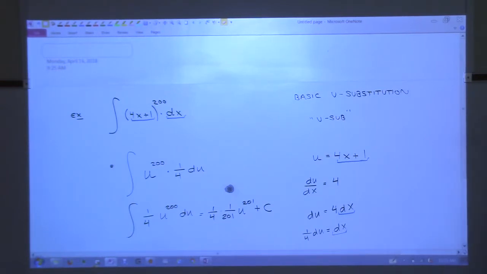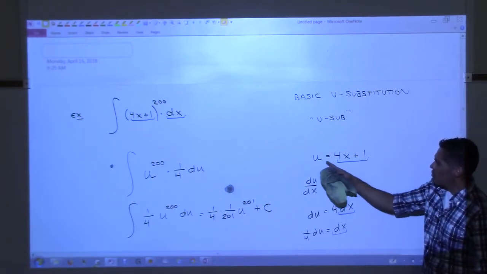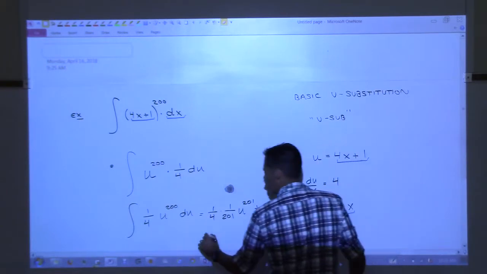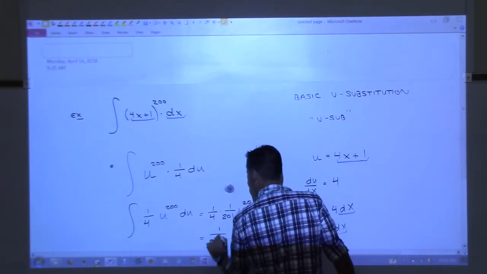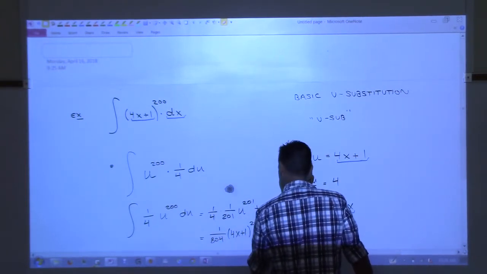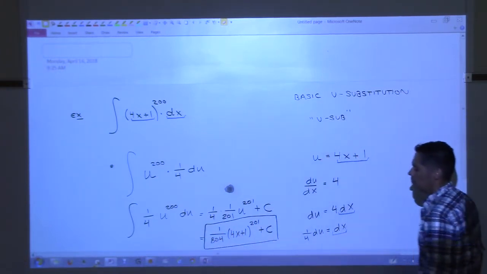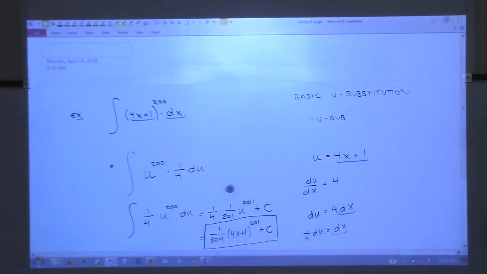Get u back to what it was, right? I mean, you've got to get everything back to x. So u was 4x plus 1. So I'm going to rewrite this as 1/804 (4x plus 1) to the 201 plus c. That should be my antiderivative. You see where I got the 804, right?